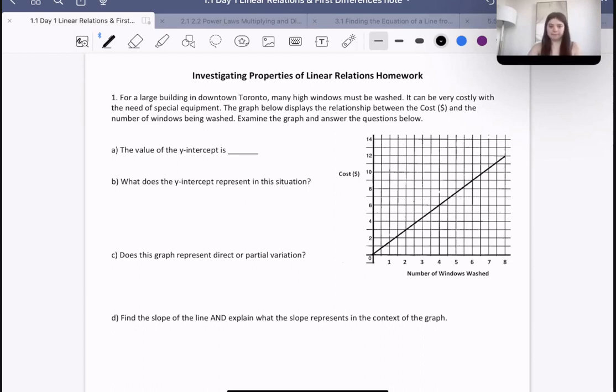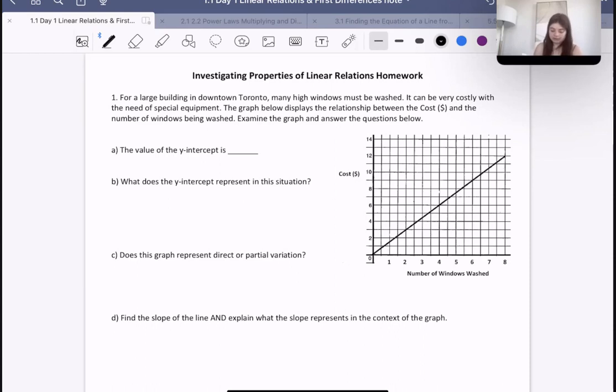Okay, so it says for a large building in downtown Toronto, many high windows must be washed. It can be very costly with the need of special equipment. The graph below displays the relationship between the cost and the number of windows being washed. Examine the graph and answer the questions below. The value of the y-intercept is what?